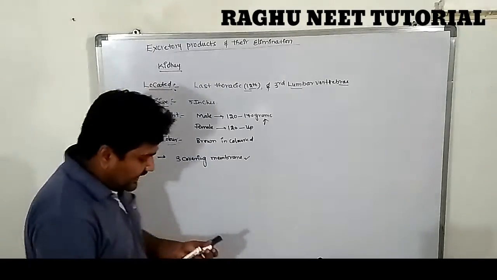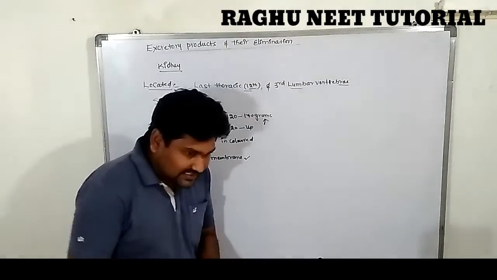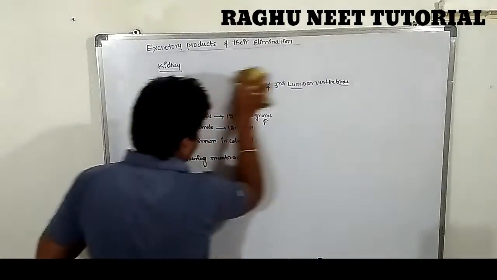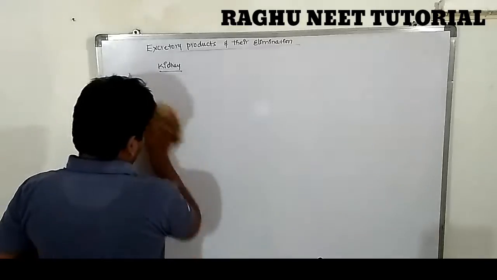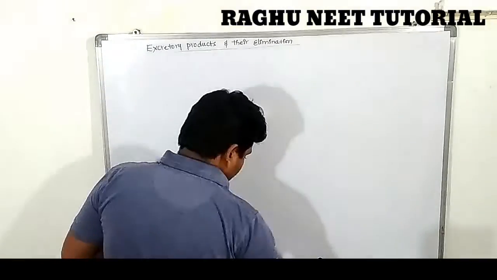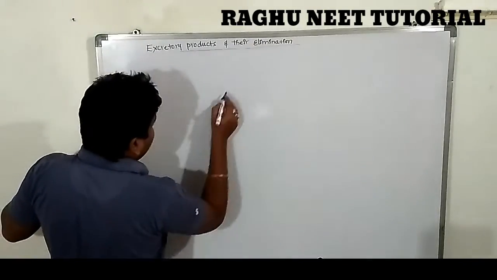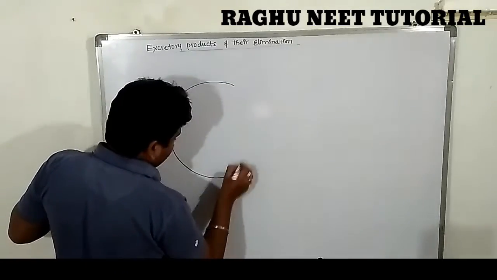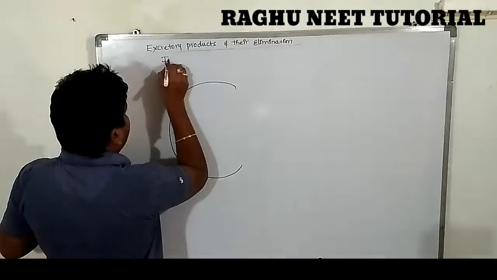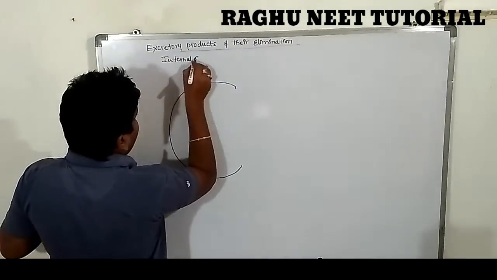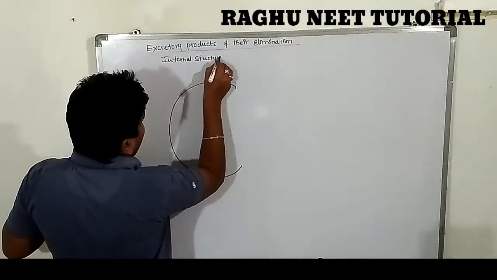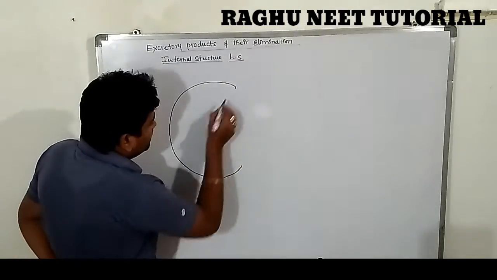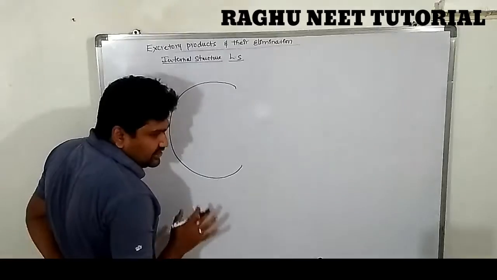Next we are discussing the internal structure of the kidney. What is the internal structure of the kidney? This is additional information. Let's see the diagram, the internal structure, a longitudinal section of the kidney. The kidney looks like a bean shaped structure.